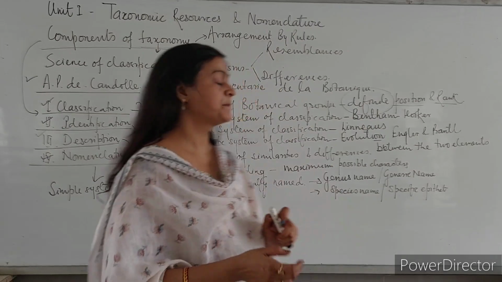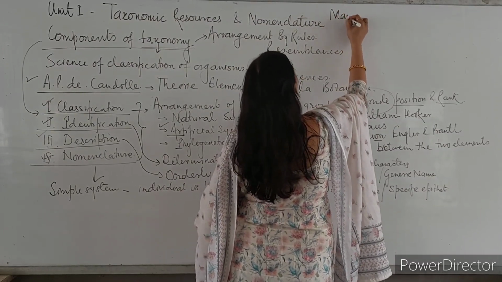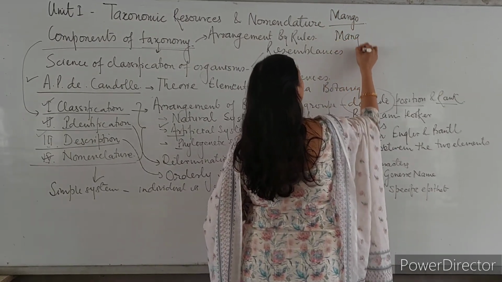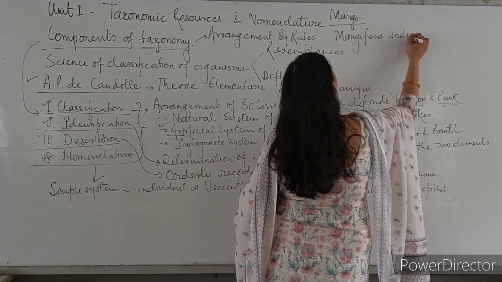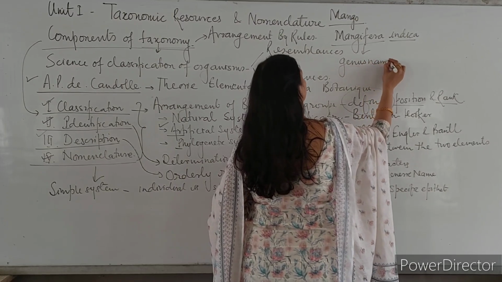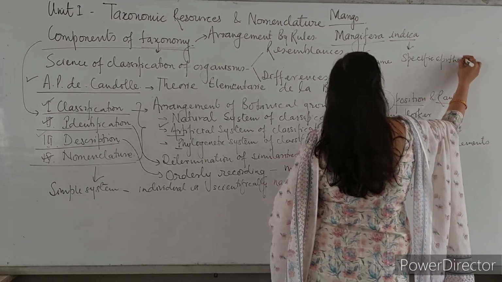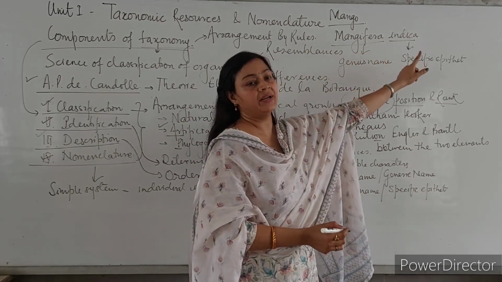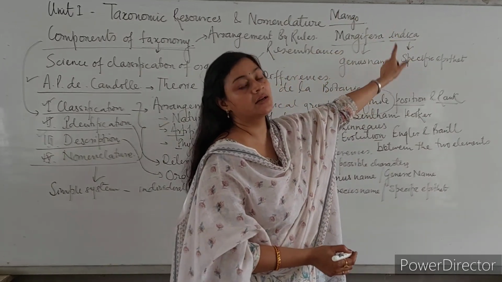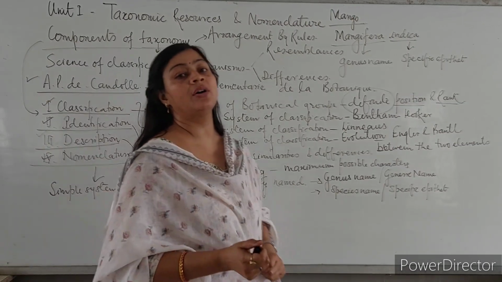So now we will take an example. For example, we are talking about mango. So the botanical name of mango is Mangifera indica. Here Mangifera is the genus name and indica is known as the specific epithet, and both are underlined separately. Genus name always starts with the capital letter and species always starts with the small letter. So that's all about the topic components of taxonomy.